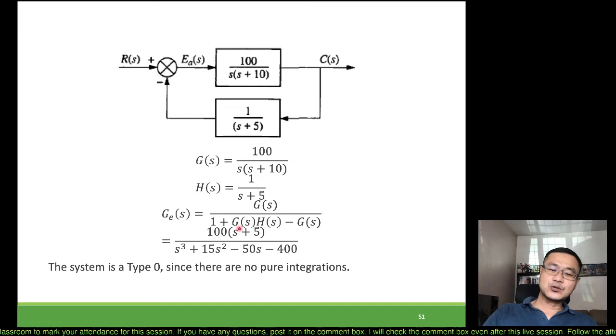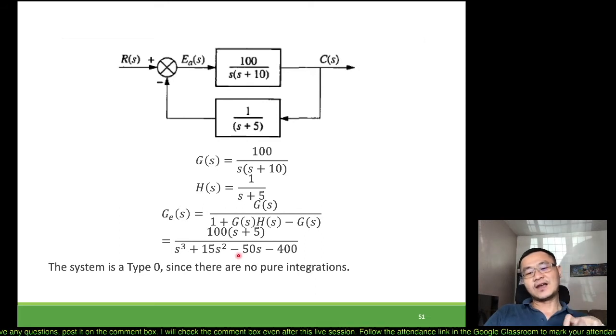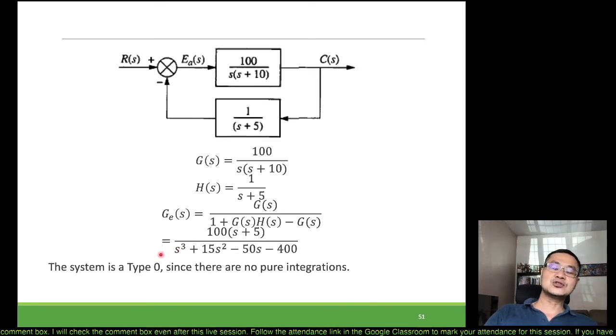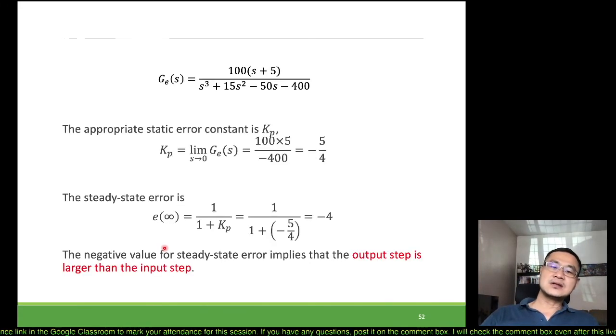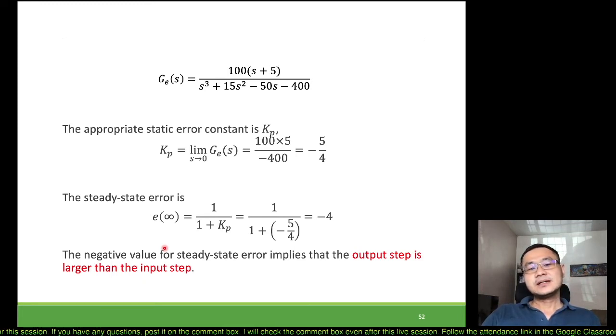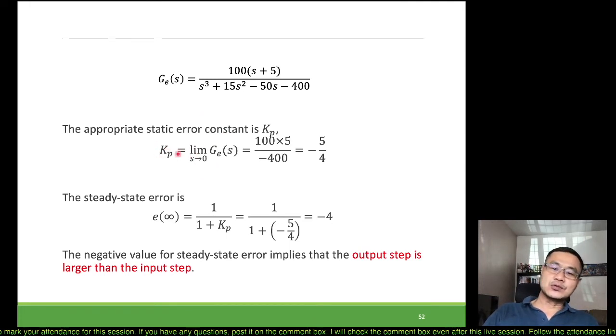From this equivalent transfer function, when we analyze it, we see that we cannot factorize any s term out, meaning this is a type 0 system. If it is a type 0 system, the appropriate static error constant is the position constant Kp, which would yield a finite steady state error. So we just apply Kp in this case, since it is a type 0 system.